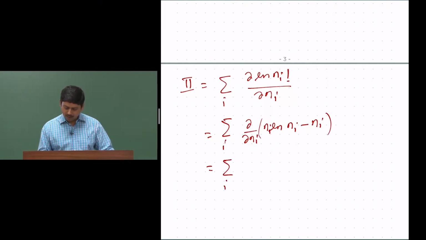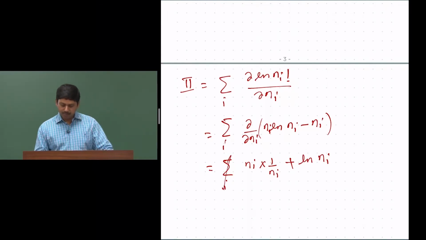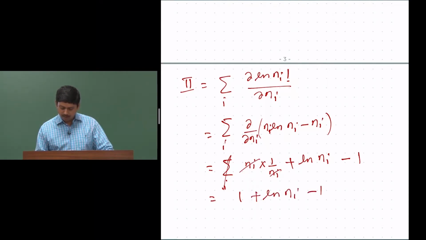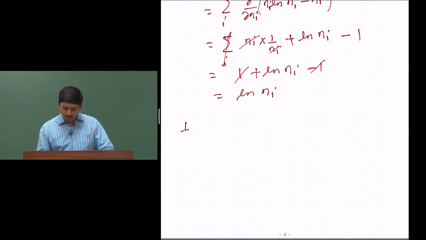Again, in this case, the derivative of ni ln ni will give ln ni plus ni times 1 by ni, and the sum will go away because there is only one term that is going to survive. Also, the second term will be just 1, and here the sum goes away because only one term survives. So, this cancels, giving me 1 plus ln ni minus 1. So, they cancel and I get ln ni. So, 1 minus 2 is going to give me ln n minus ln ni, which is ln n by ni.